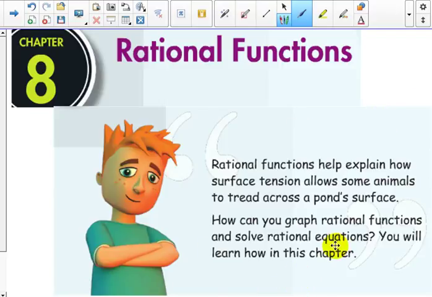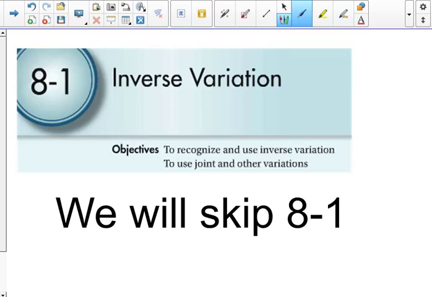So how can you graph rational functions and solve rational equations? That's what we're going to be learning about in this chapter. So 8-1, about inverse variations, was to recognize and use inverse variation and to use joint and other variations. We're skipping this because by the time we're through this lesson, which I think you'll find quite easy, you will have had 8-1 as well.